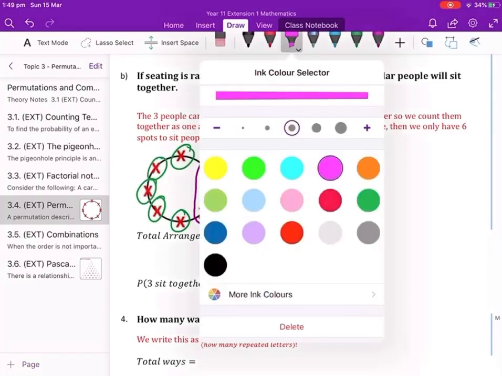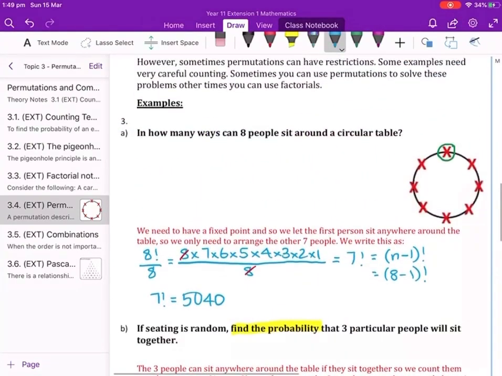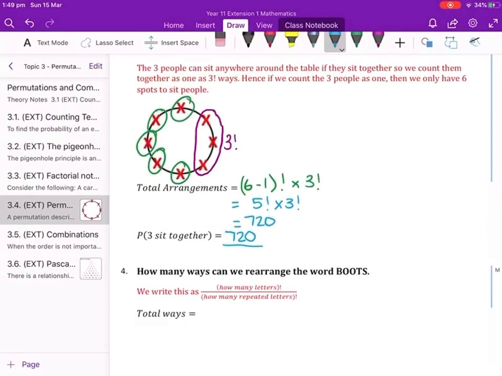But the key point in the question was that it was asking us to find the probability. So we have not answered the question here with our total arrangements. We need to find the probability that those 3 sit together. So if they sit together, they have 720 different ways. And we divide that by the number of ways 8 people can sit around a circular table, which is what we did in part A. We found the answer to be 5,040. So we divide this by 5,040. So 720 divided by 5,040 is 1 over 7.